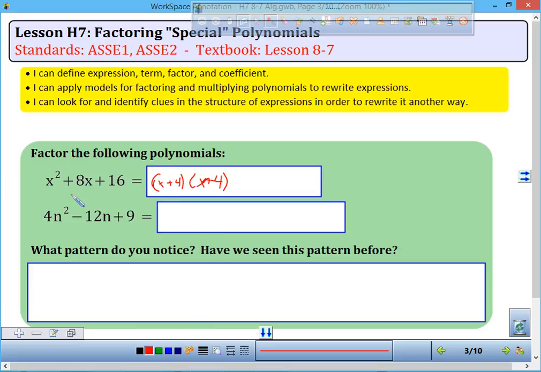Next one. A times c, you end up with 36, so you need factors of 36 that will add to give you negative 12. They're both going to have to be negative because the middle is negative, but c is positive. And that'd be 6 and 6. So we're going to break this into negative 6 and negative 6.